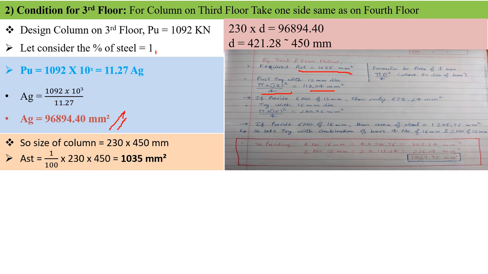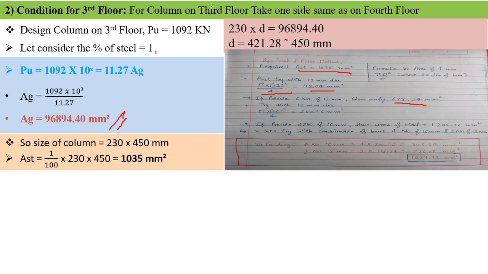If I am going to provide 6 numbers of 12 mm bar, because we have seen the 450 mm is the dimension, and we already saw in the first video, if the dimension of any column is more than 380 mm, I need to provide minimum 3 bars. So just take a case, I am providing 6 numbers of 12 mm bars. So the area becomes 678.24 mm square. What is my requirement? My requirement is 1035, almost double of the same. So 12 mm bar is not going to make sense.